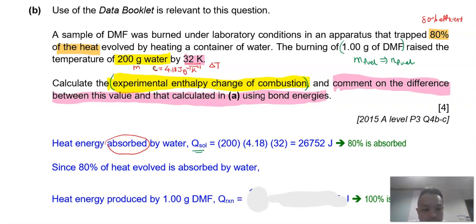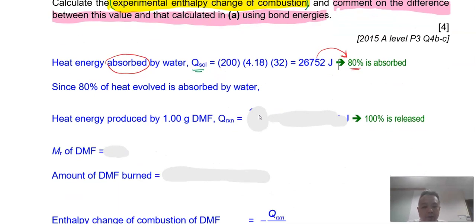So if you take a look at the question, it's only 80% efficient. As a result, it means that this constitutes 80%. This is your 80%, because only this amount of heat is absorbed to heat up the water. So 26752 happens to be the 80%. The question now is how much heat is then released from the combustion? So the amount of heat released from the combustion of 1 gram of DMF will be the 100%.